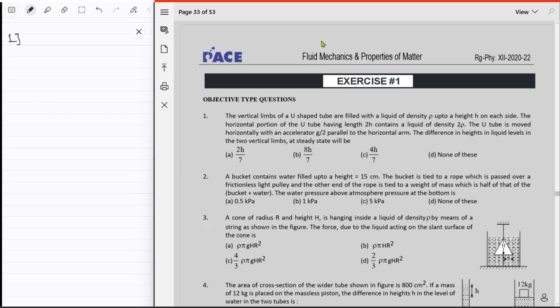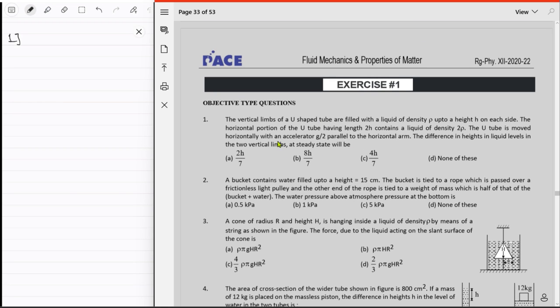The vertical limbs of a U-shaped tube are filled with liquid of density rho up to height h on each side. The horizontal portion of the U-tube, having length 2h, contains a liquid of density 2 rho. So it's a U-tube filled with liquid of density rho up to height h.